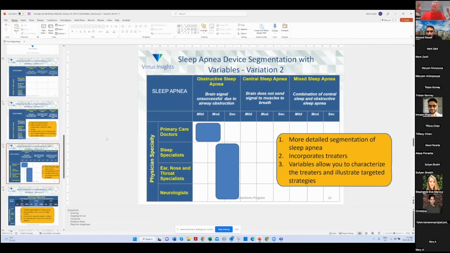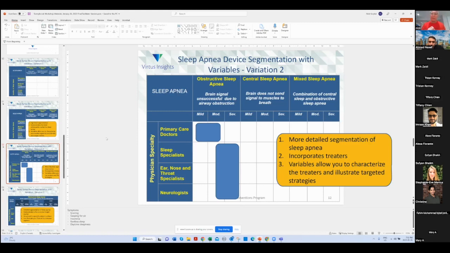In this case, the variables here were different than what I asked you to do. The variables were who treats these patients and across the different types of disease at the top. And that helps you create targeted strategies to those who are going to be recommending your product across these various different subsets of patients. It's a powerful tool, and it's a powerful exercise.